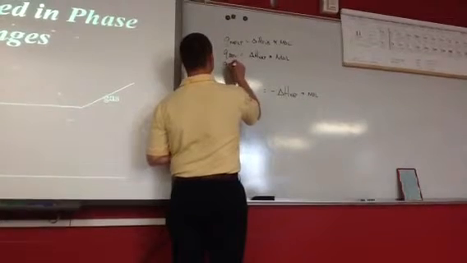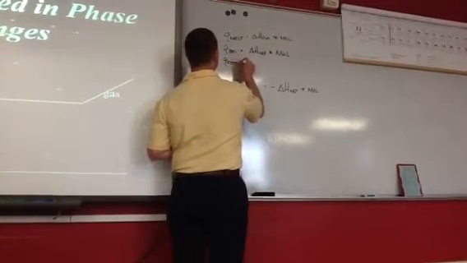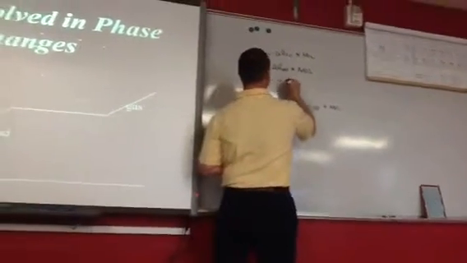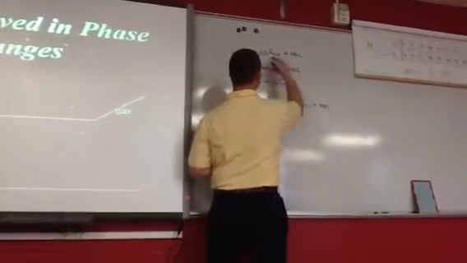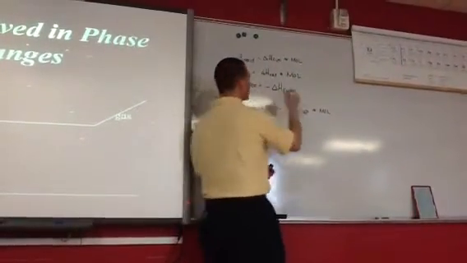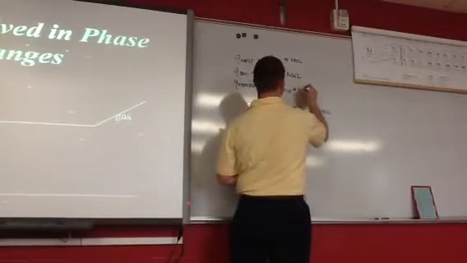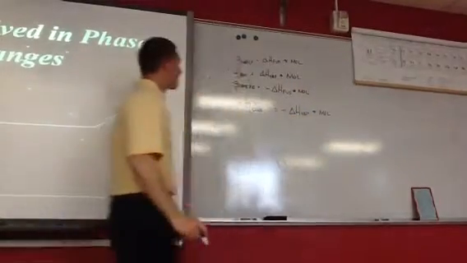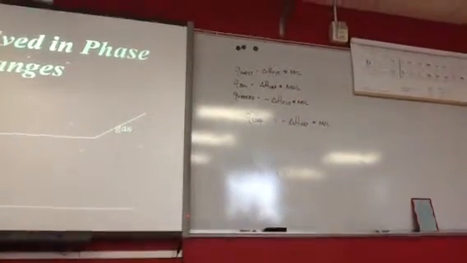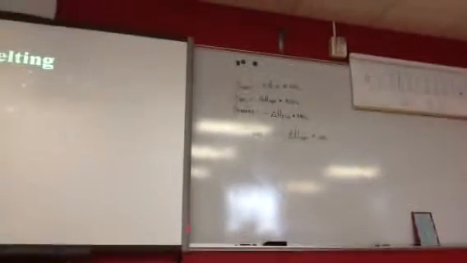Q for freezing equals negative heat of fusion. Fusion is for melting, and freezing is the opposite process, just with a negative sign in front of it. All right, so let's do that.